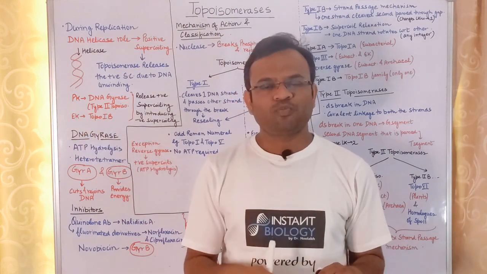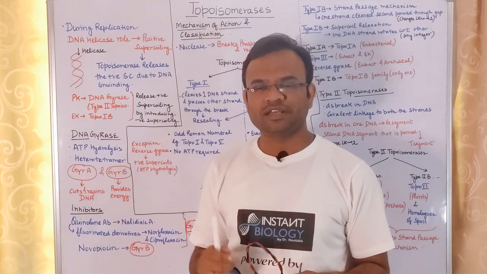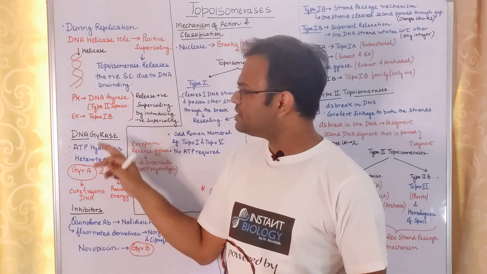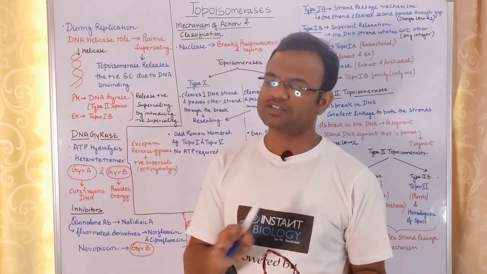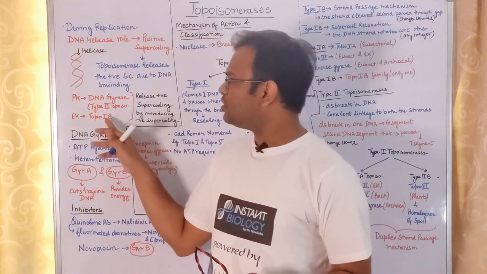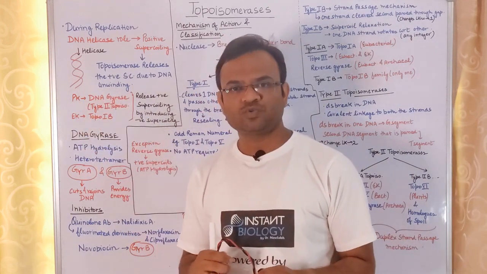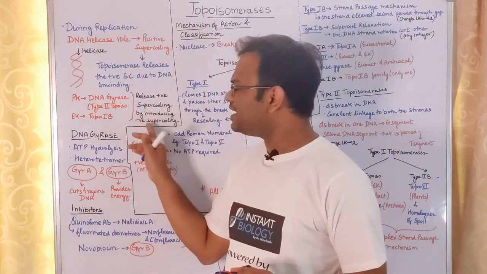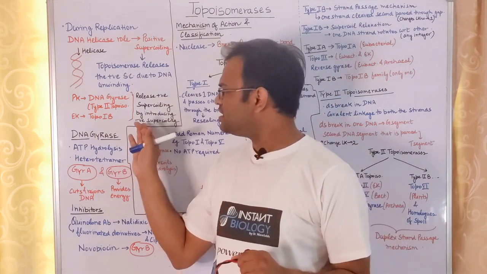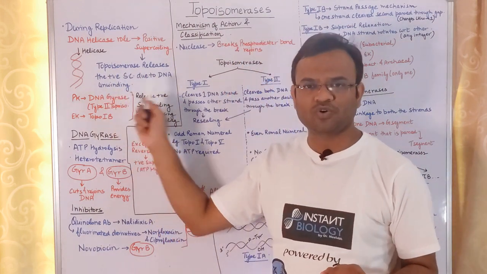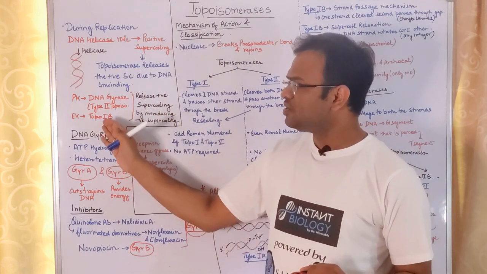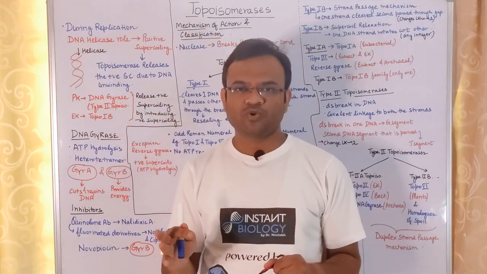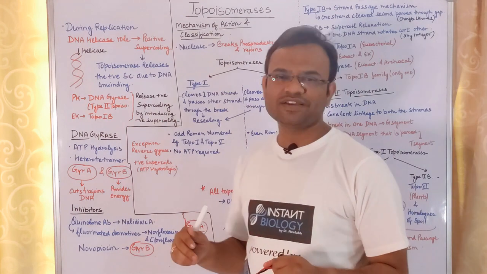Next, which topoisomerase is the most common in case of eukaryotes? In eukaryotes, topoisomerase 1b is the most common topoisomerase. We will be talking more about this also. Now, what do DNA gyrase and topoisomerase 1b do? They release the positive supercoiling by introducing negative supercoiling. This is the same thing that we had spoken about earlier. They just release the positive supercoiling by introducing the negative supercoiling.